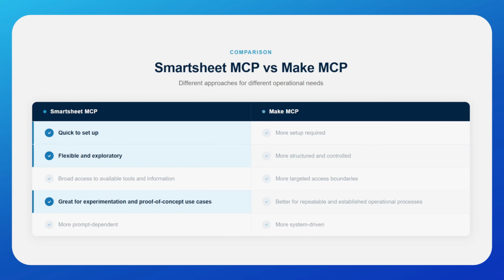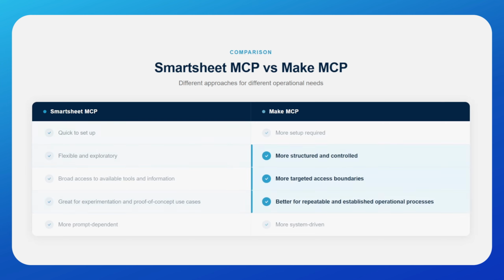There are also scenarios where organizations may want more targeted access to their operational assets, more repeatable execution, and clearer governance and control. For processes requiring this kind of structure, this is where platforms like Make.com become very compelling. Now here's a sneak peek of what it's capable of.